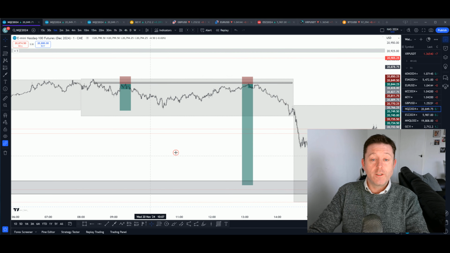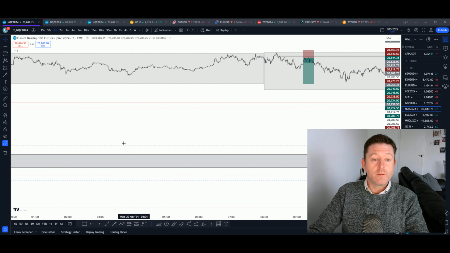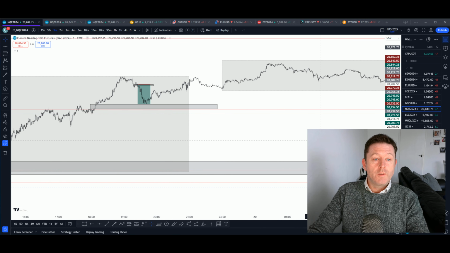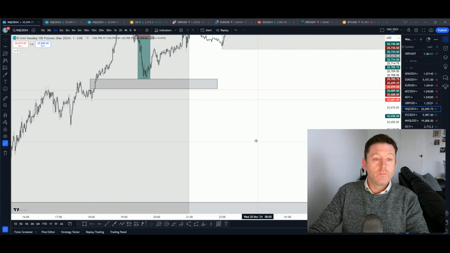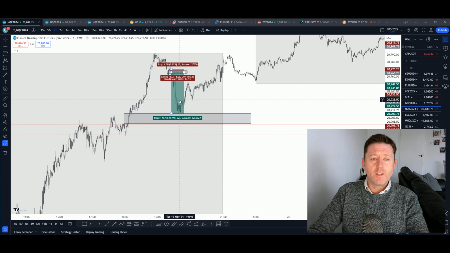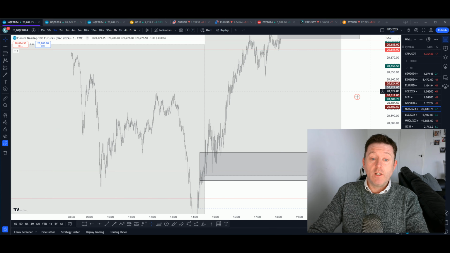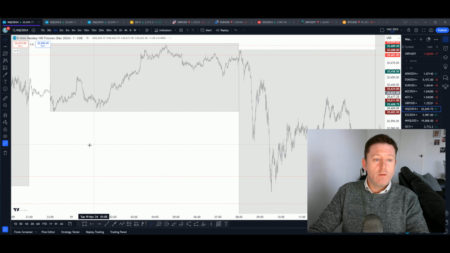These are two fantastic silver bullets we took last week, by the way. I'm going to do a separate video on those. This again was another inverse setup. I'm going to do a separate video on that, I think, because it was slightly different to our normal rules. But as you can see, really good trade.